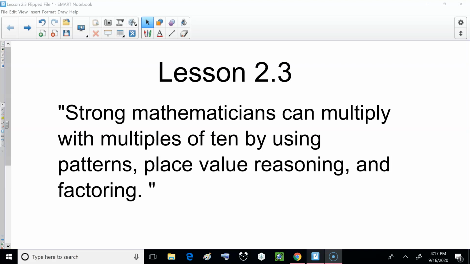Our goal is that strong mathematicians can multiply with multiples of 10 by using patterns, place value reasoning, and factoring. So all the skills we've done in the past two lessons, we're going to apply them and see if we can come up with some patterns that we see in problems. So take out your notebook right now, and today's date, and the lesson, and here we go.